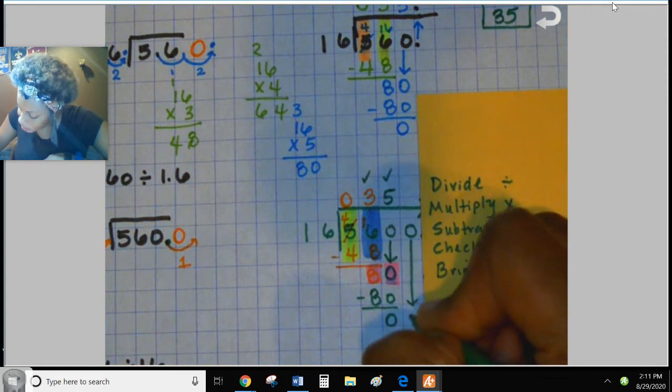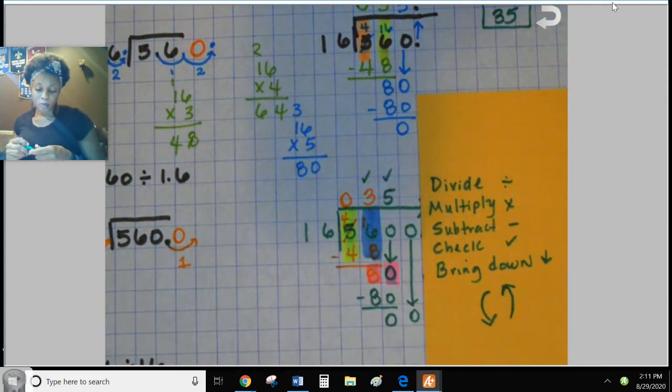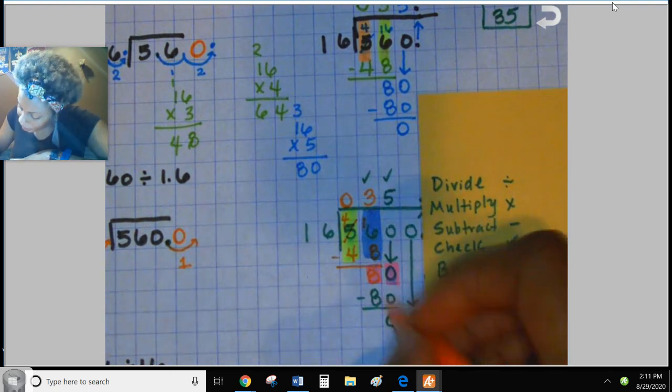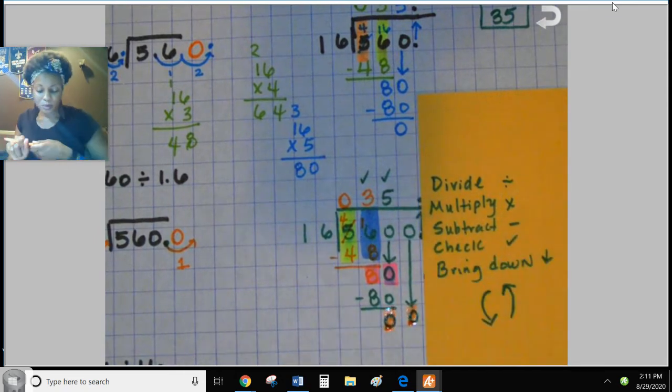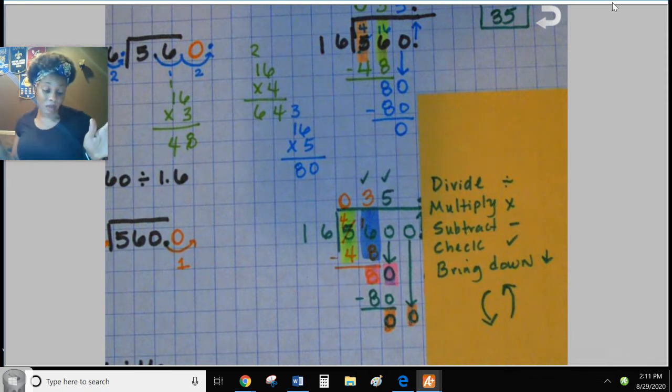This time I have another digit to bring down. I have a 0 to bring down. Well, guess what? I know at this point some of you would stop because you're like, it's 0. But you still have to engage and keep working. This 0 matters, okay? This 0 does matter. So you have to go through the process until you're done and there's nothing left to bring down. Don't stop till there's nothing left to bring down.